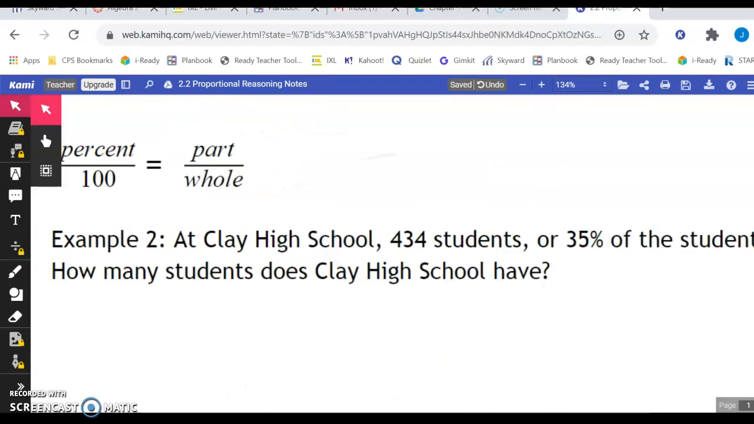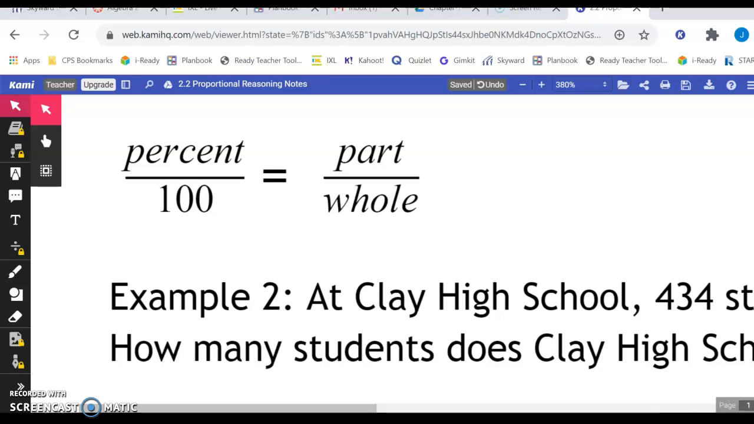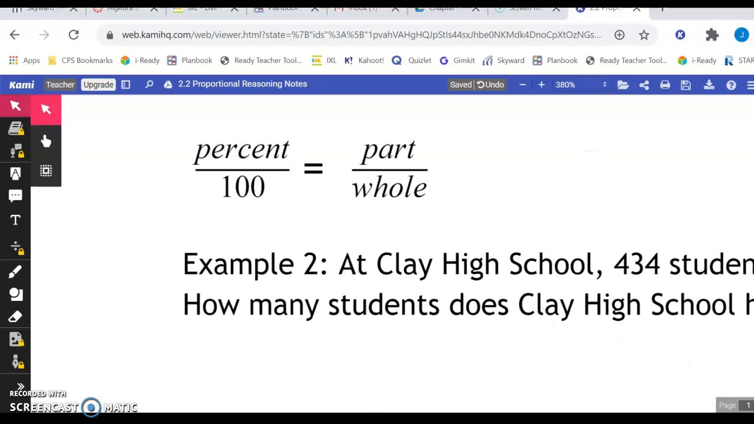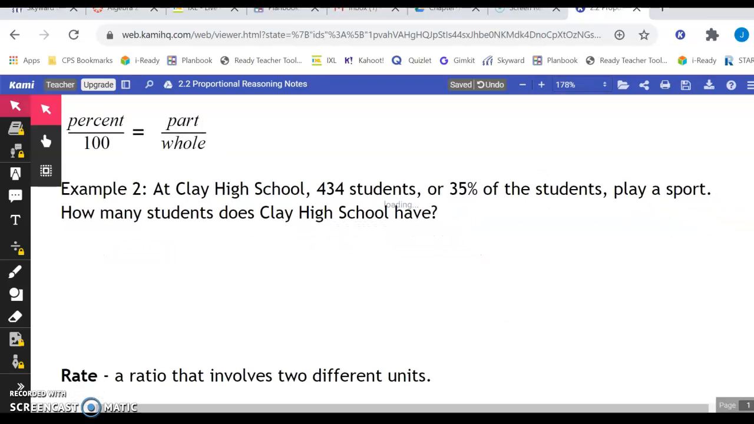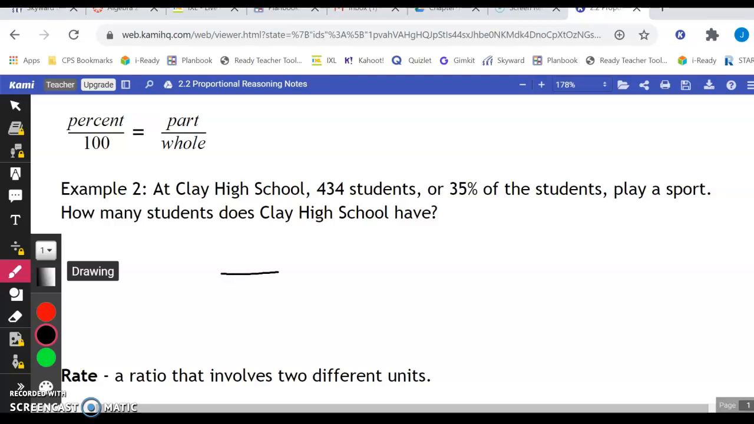Then we're going to talk a little bit about percents, and you need to know this. We can set up a proportion involving percents. If we take the percent over 100 is equal to a part over the whole. So for example 2, it says at Clay High School 434 students, or 35% of the students, play a sport. How many students does Clay High School have? So we have to set up the 2 ratios. The bottom of the first one is always going to be 100, and the top of that one has to be your percent. So if you look through the problem, you look for that percent sign. We have 35%. So 35 is going to go here.